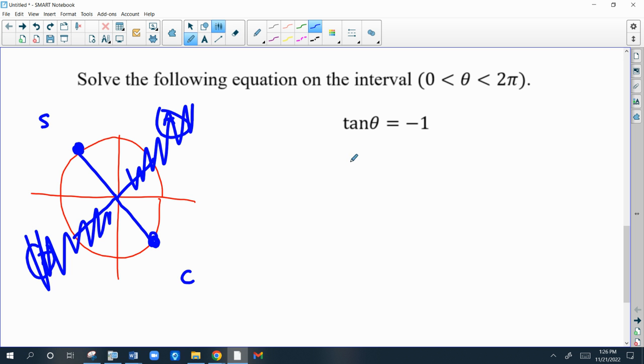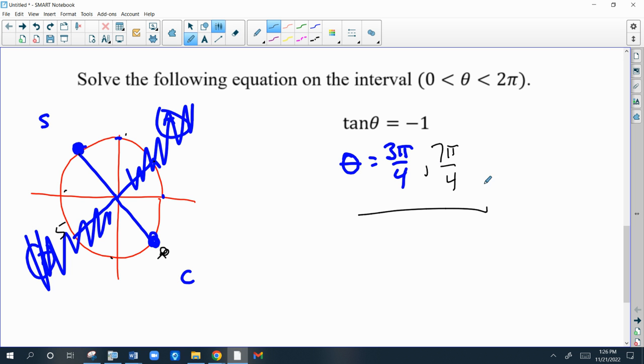So now we have to answer the question. We're going from 0 to 2 pi, so this angle would be pi over 4, 2 pi over 4, 3 pi over 4. And this angle down here is 1 pi over 4, 2, 3, 4, 5, 6, 7 pi over 4. So those are the two angles where tangent is -1.